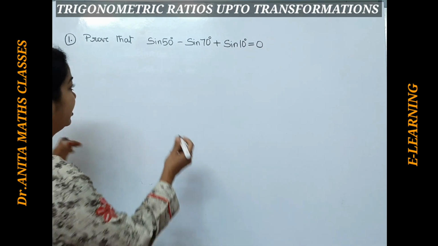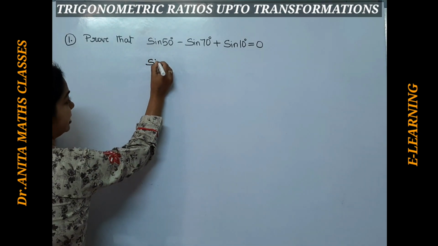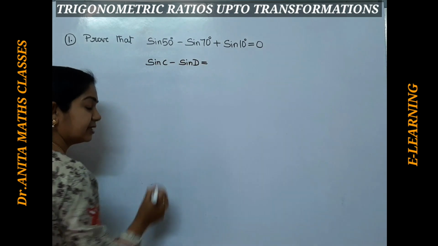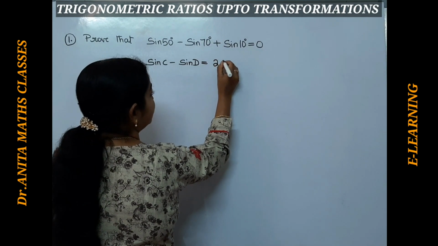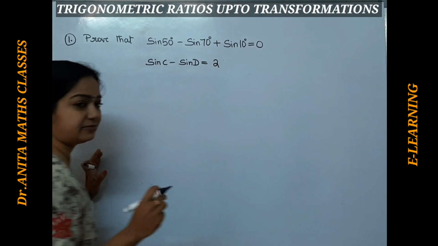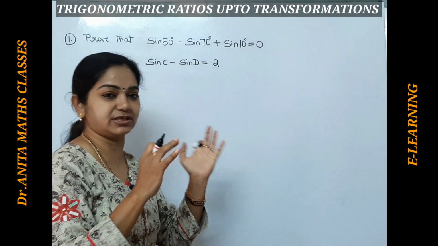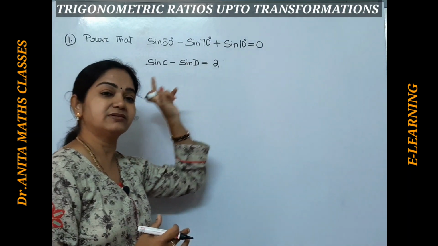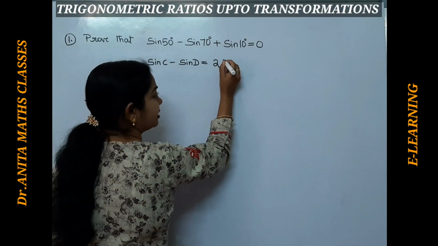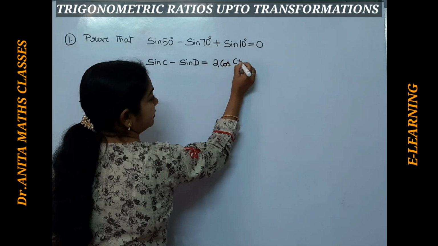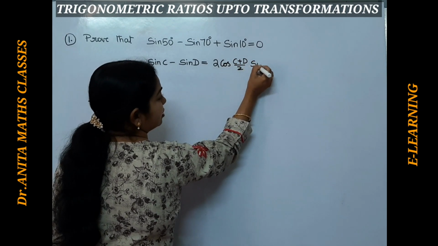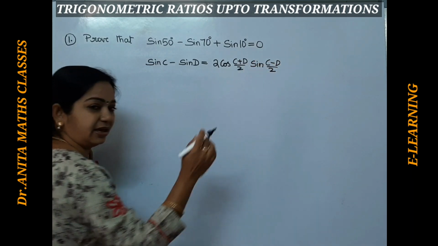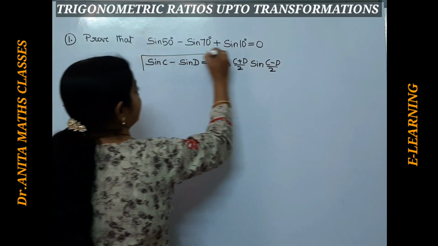Let me write the formula here: sine C minus sine D. So what do we have here? 2, and sine is a friendly one, it takes cos and sine. But what to write first is the second part. For plus, you take the first part; for minus, we have to take the second part. Second part is 2 cos, C plus D by 2, sine. That's all, cos and sine you can remember. C minus D by 2 is as it is. The pattern is the same only.